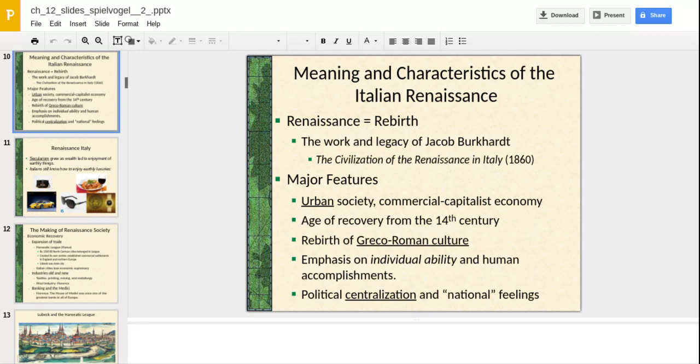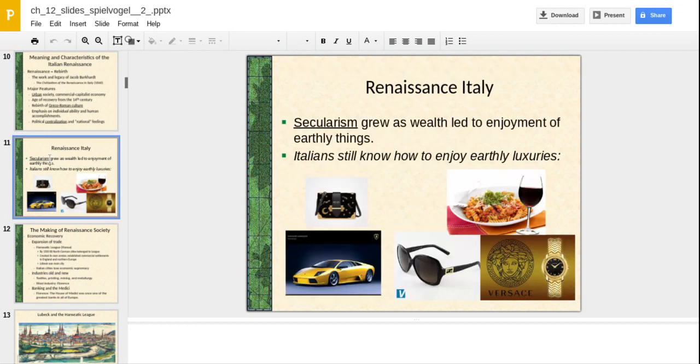It's in this time period that we're going to see states view themselves as nation states. We are France, we are Spain, we are England. Secularism is a major, major part of the Renaissance. You have to know that. And of course, secular means worldly or non-religious. Secularism grew as wealth led to the enjoyment of earthly things.